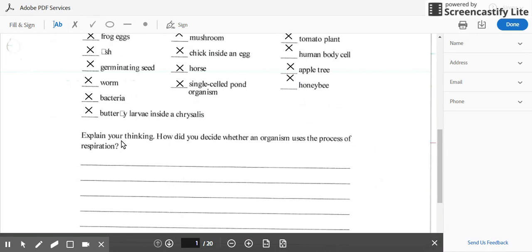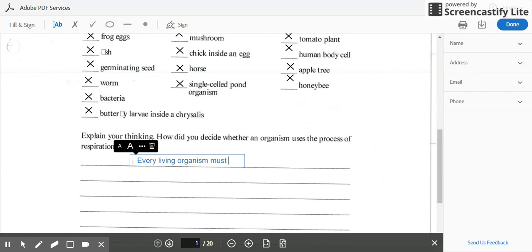We then had to explain our thinking. How did we decide whether an organism uses the process of respiration? To make this short and sweet, every living organism must be able to use the process of respiration. Perfect.